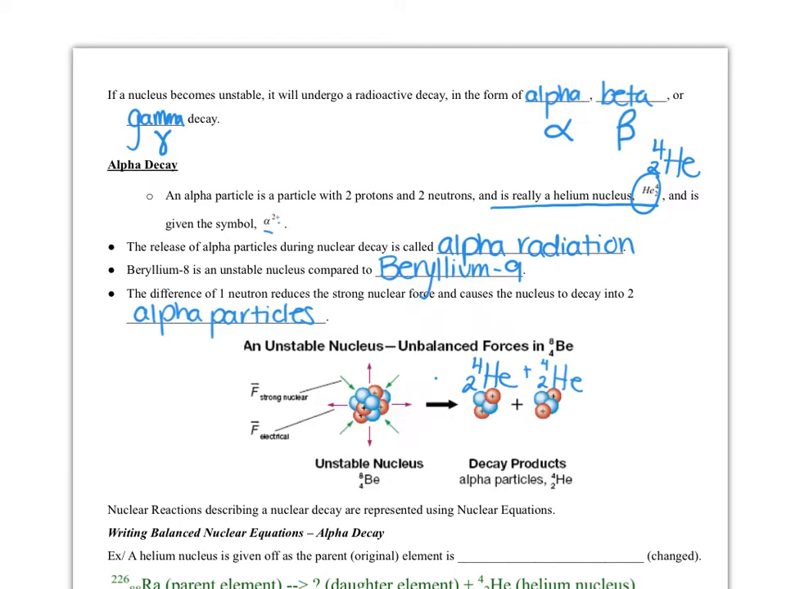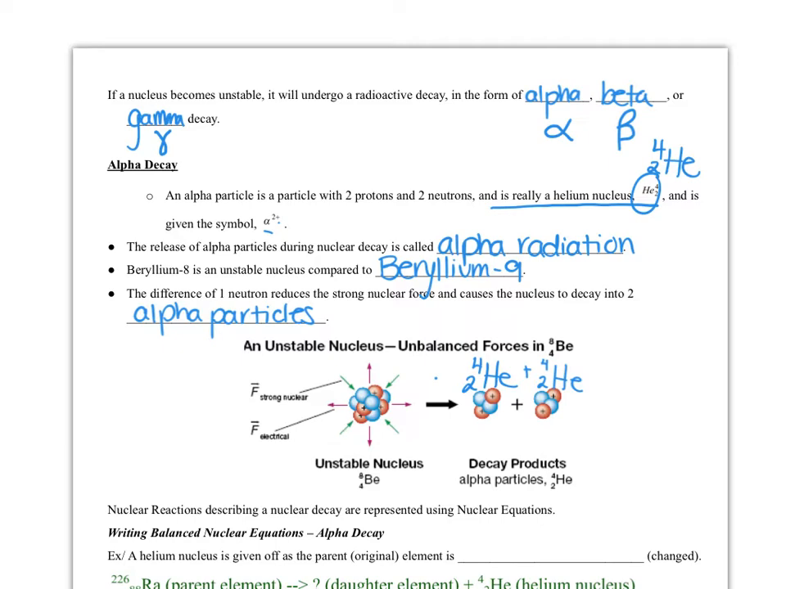What I want you to notice is that if I add the numbers up at the top in a reaction, in a radiation reaction, I'm seeing that 4 plus 4 is equal to 8. So this is the mass number, or the mass. 2 and 2 on the bottom add up to 4, the total number of protons. So we'll notice that the top numbers add up to the first top number, and the bottom numbers will always add up to the same bottom number.